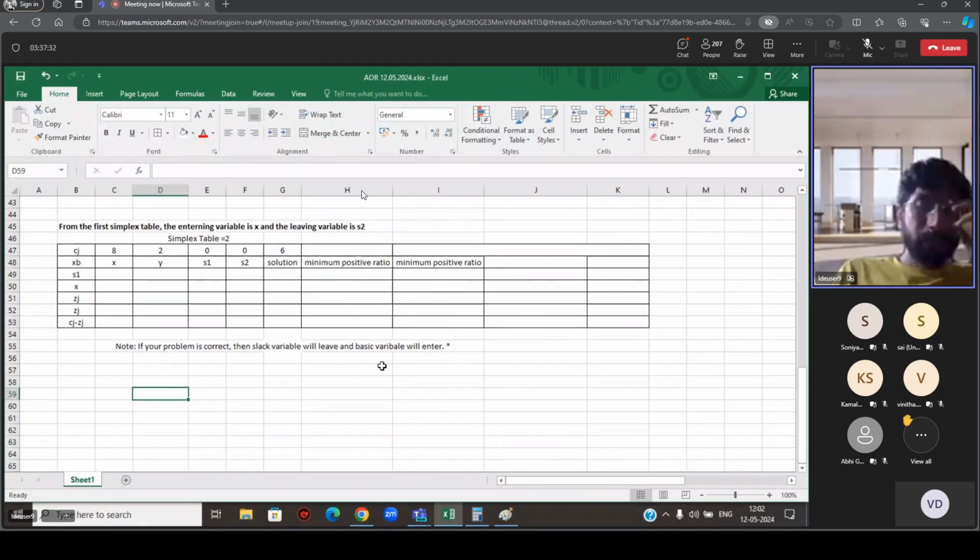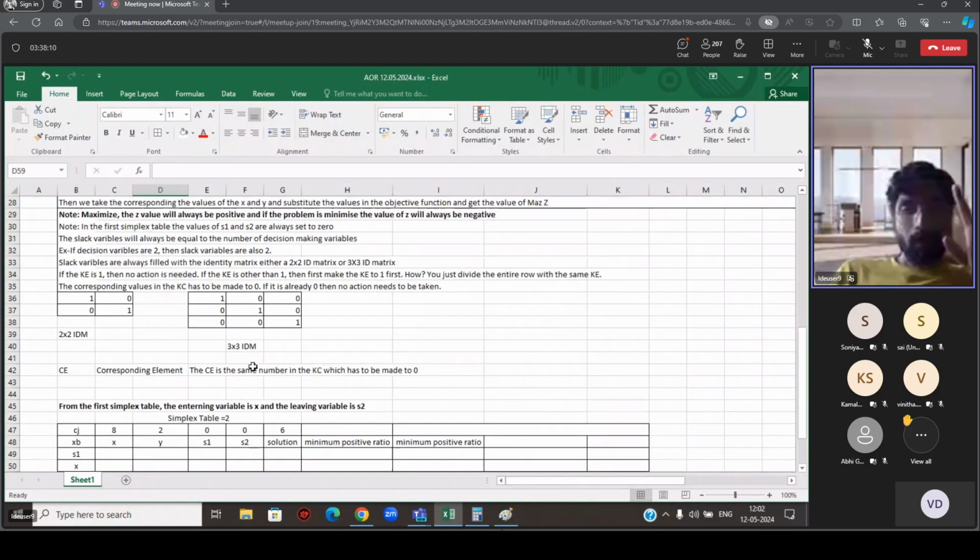But I put a star there. There are cases where slack variable will enter and basic variable will leave. Don't get confused. Okay. If you are confident, go ahead and do it. At one point of time, only one basic variable is enough to get the solution. Are you getting my point? Okay. So don't keep on seeing whether your problem is right or wrong. Right. So next, if the problem is correct, the slack variable will leave and the basic variable will enter.